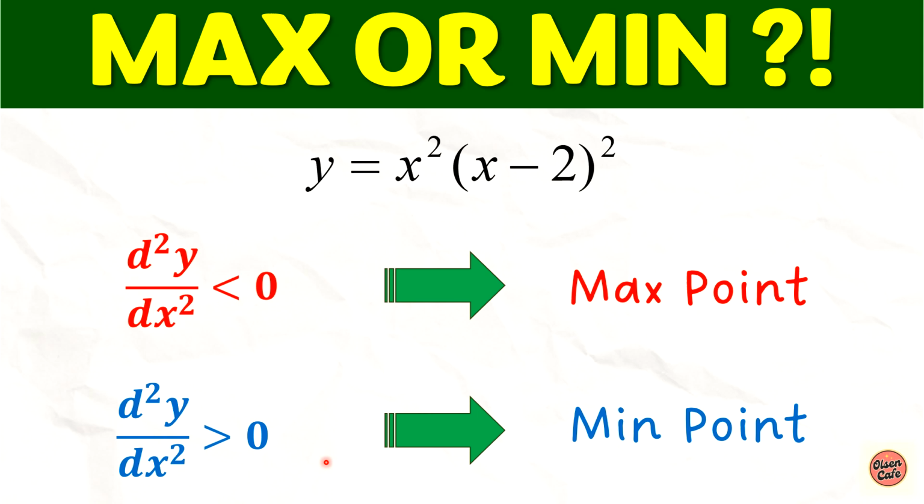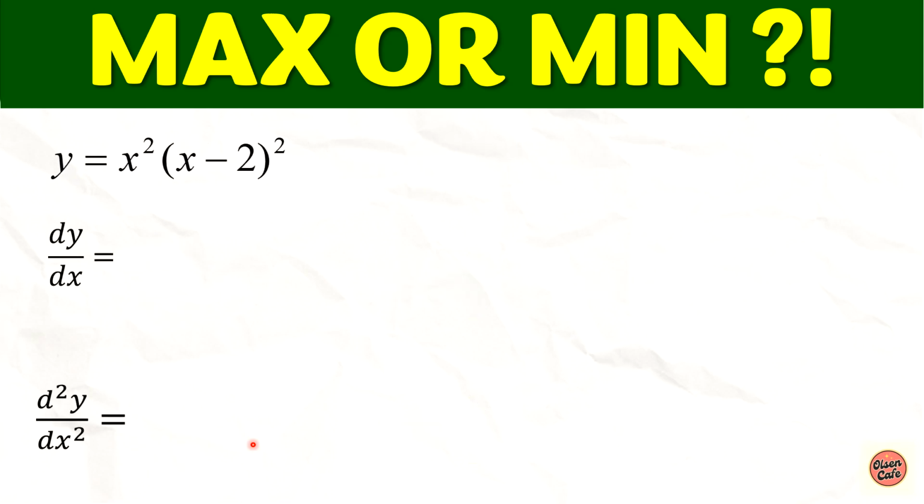turning point. So in this video, we are going to use this function y equals x squared times (x minus 2) squared to determine the nature of the turning points. So we are going to start off with finding the first derivative and the second derivative of this function. You can see it is a product of two terms, so we are going to apply the product rule over here.